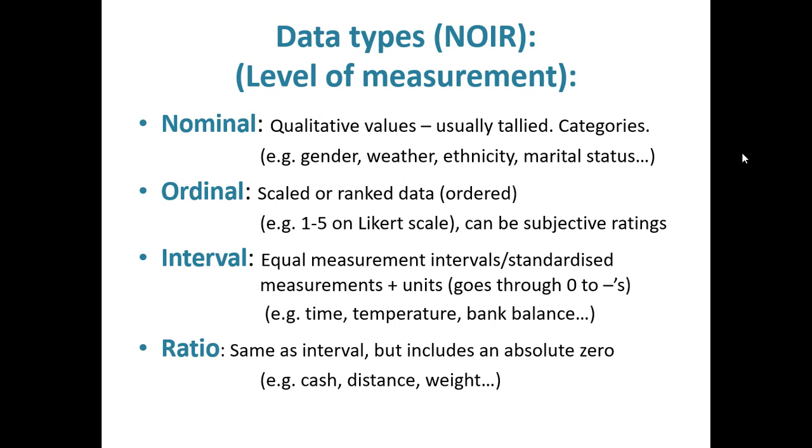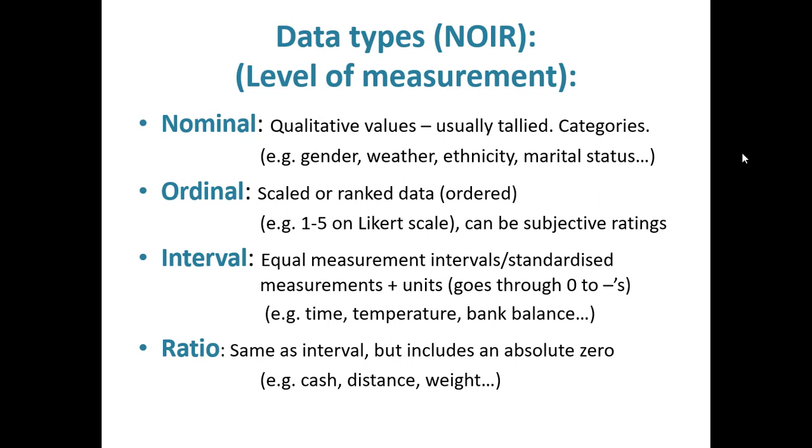So nominal data is usually something that's been tallied. It's category, so it's a discrete thing. It's one or the other. So gender, weather, ethnicity, and so on. So nominal data is categorical data. It's discrete data.